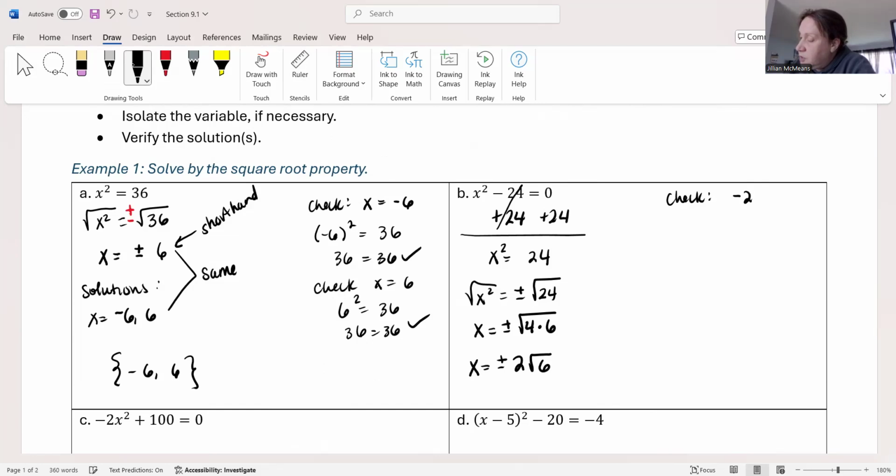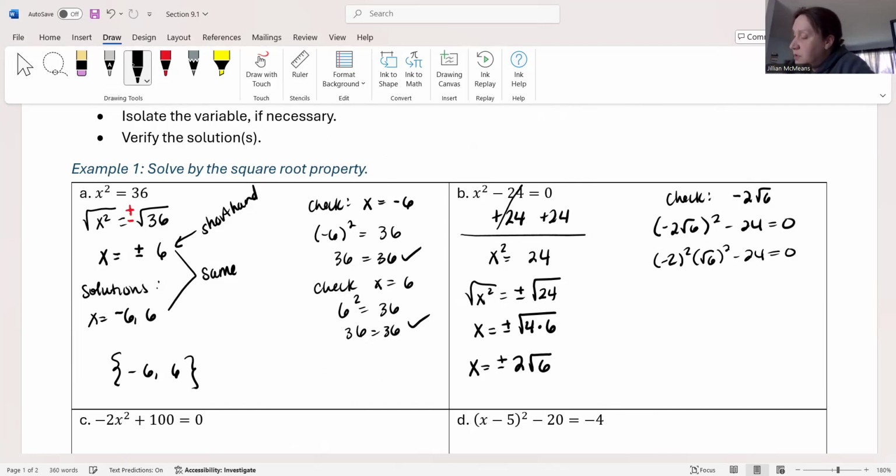So let's check negative 2 square root 6. Anywhere I see an x, I'm going to plug in negative 2 square root 6. So I've got negative 2 square root 6 squared minus 24. Hopefully that is 0. Okay. Now, basically what's happening here with negative 2 square root 6 is we have a product raised to a power. So we can bring this exponent of 2 into each factor of this product. We technically have negative 2 times the square root of 6. So we can think of it as those two components. So I get negative 2 squared, square root of 6 squared.